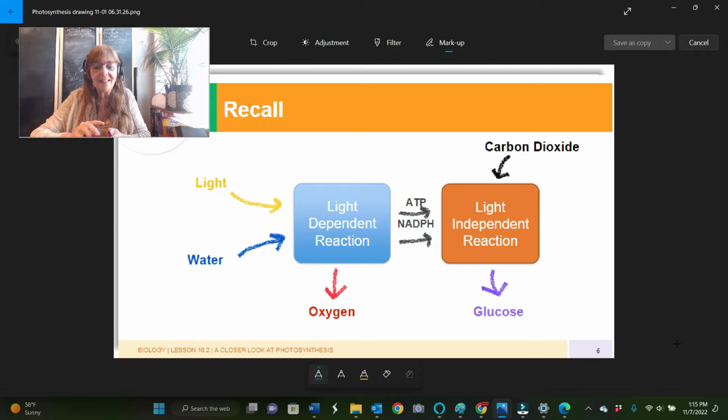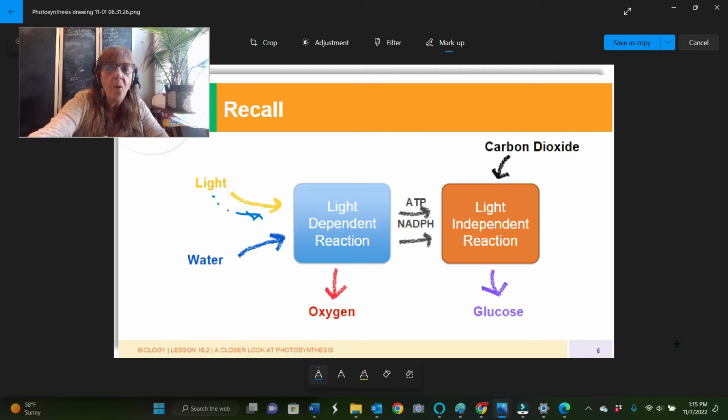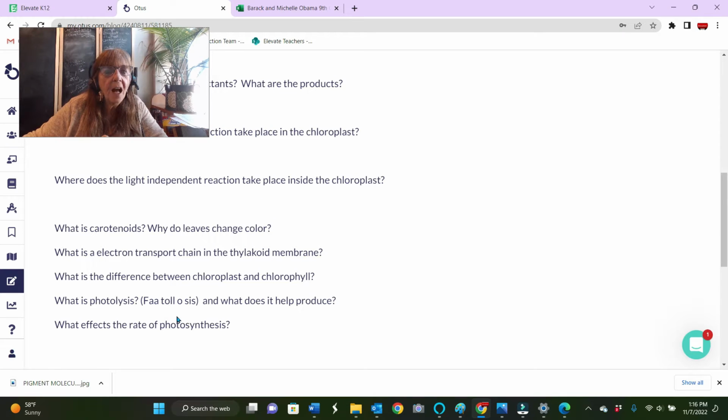Okay, so this is a nice and easy diagram. So we see the light is going in and the water is going in to the light-dependent reaction. And remember then photolysis is going to happen. And we'll talk about what it produces, but we'll say that photolysis is going to happen and separate the hydrogen and oxygen. So H2O will become separate hydrogen and separate oxygen, and we'll throw the oxygen away.